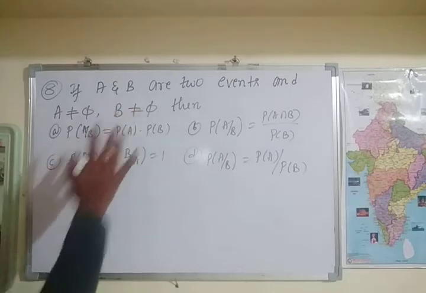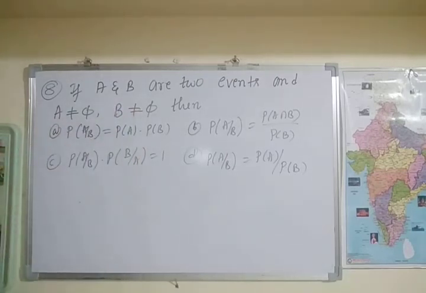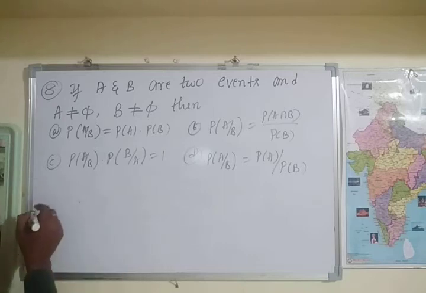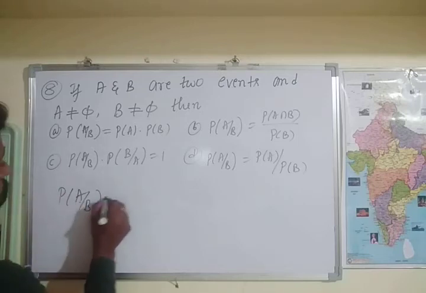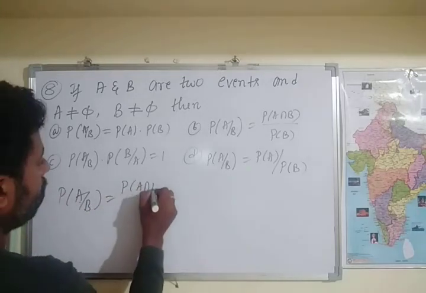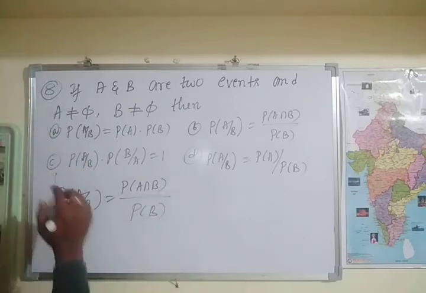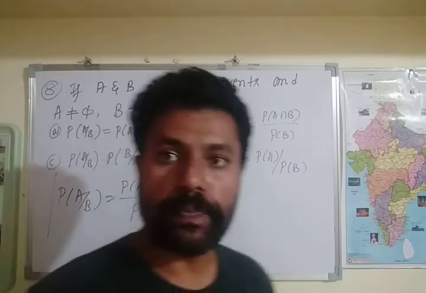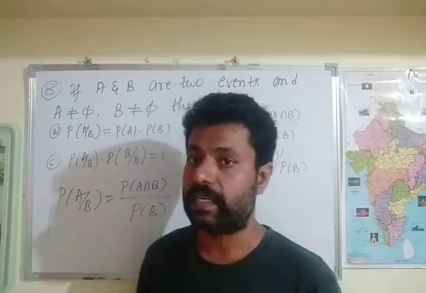If A and B are two events and A is a null set and B is also a null set, we have four options. Here P of A by B is equal to P of A intersection B divided by P of B. A is equal to phi. A and B are null sets, so we can't define the result. It is of the 0 by 0 form, an undefined result.